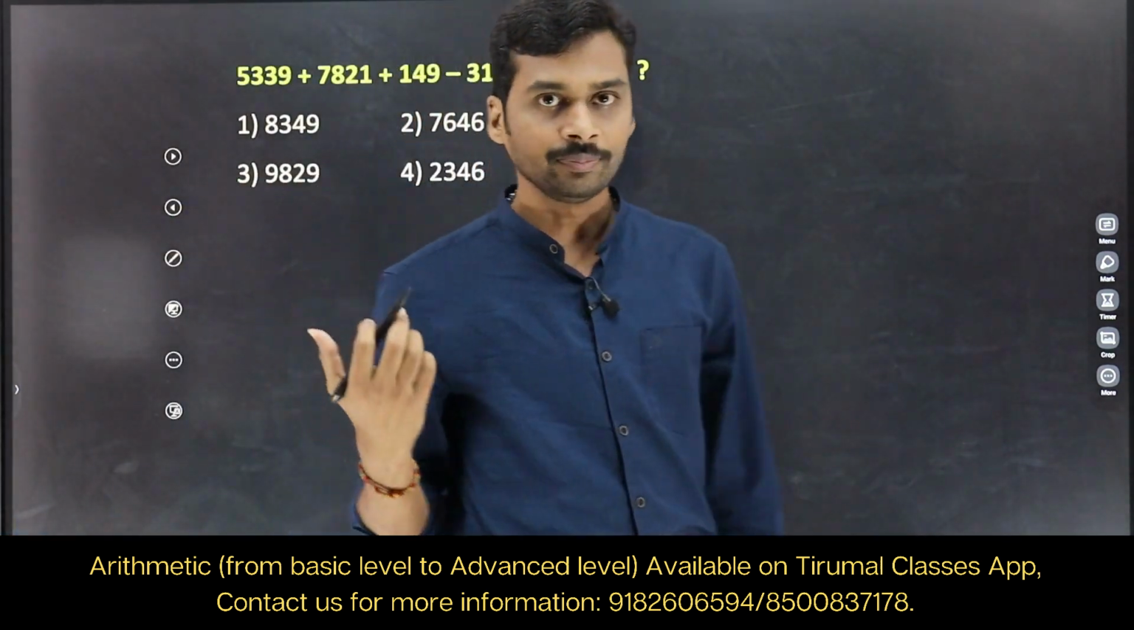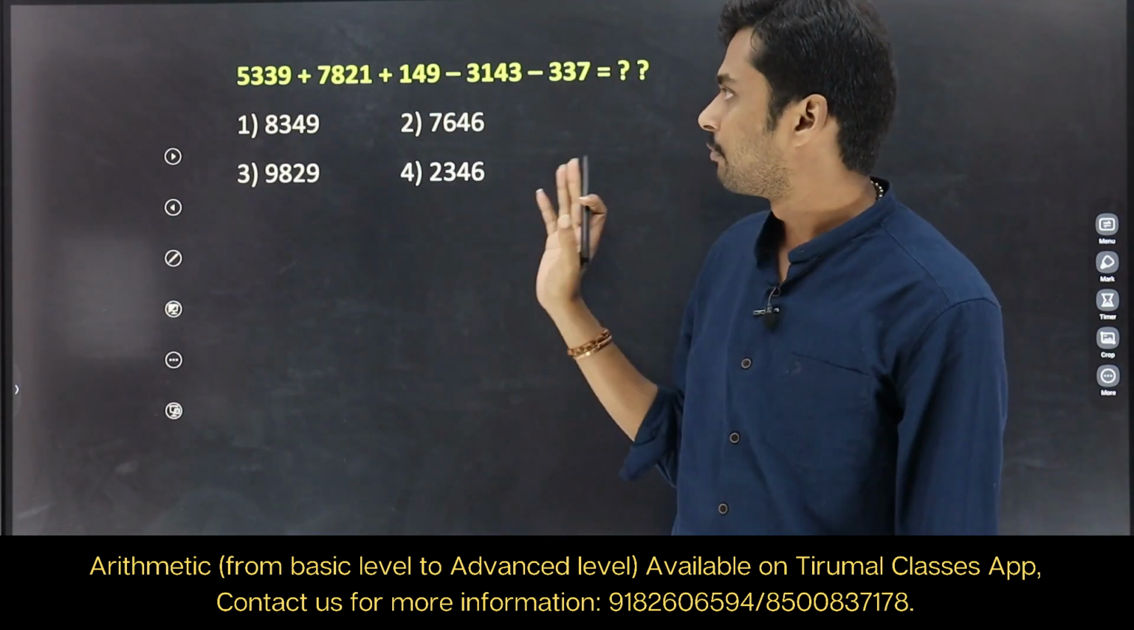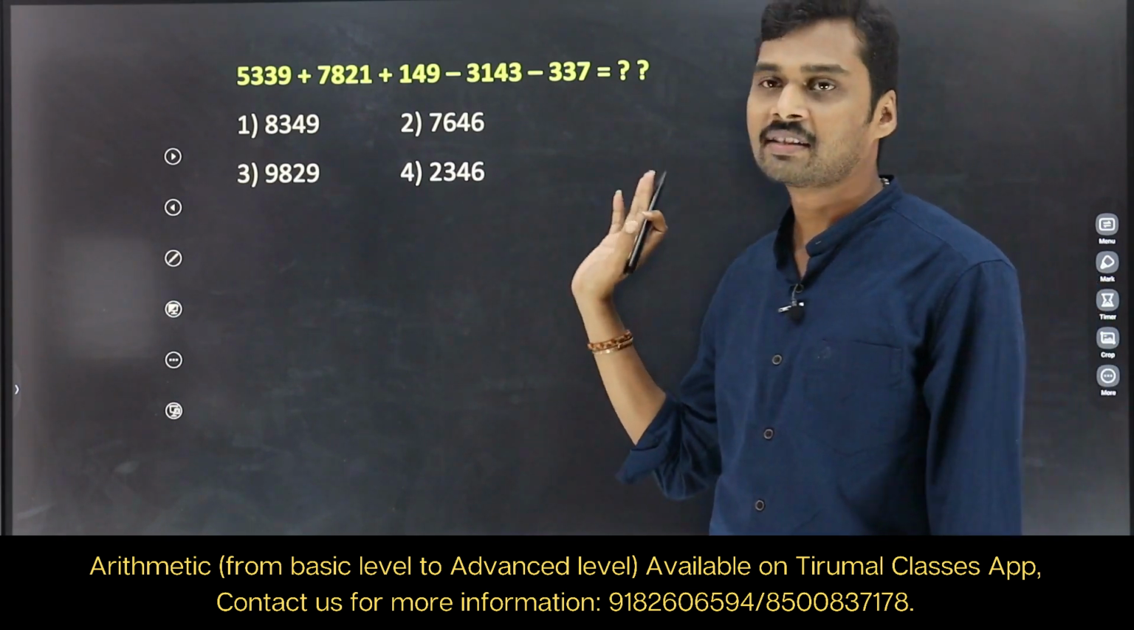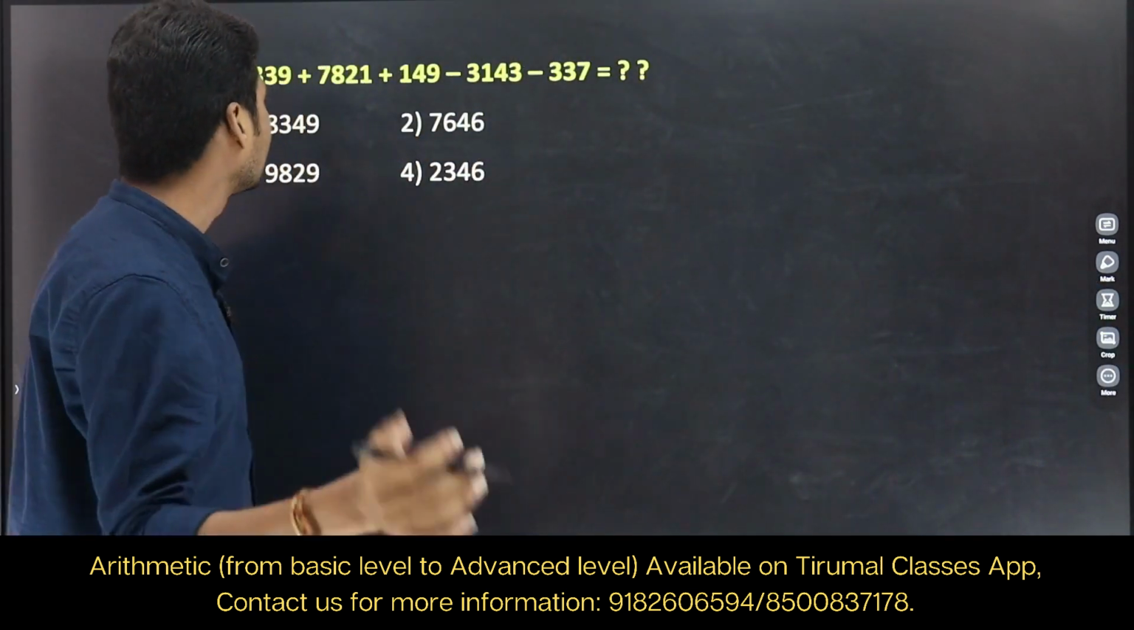Now you do it on your own. It won't take much time. So 5339 plus 7821 plus 149 minus 3143 minus 337. Let's do it fast.